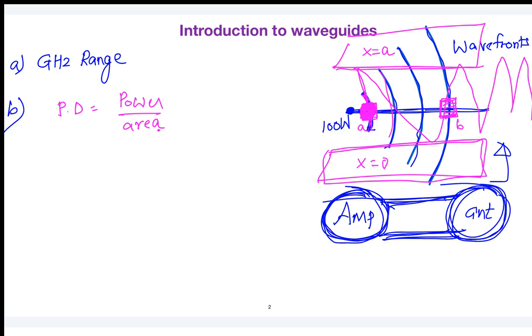The moment you put a waveguide here, you are going to restrict the expansion of the wave in the x direction. So if you choose any surface in the same direction, since there are no losses, power will be uniformly distributed between these two plates. Even if you consider the area here, even if you consider the area here, your power density remains the same. So the main purpose of the waveguide is to make a uniform power density throughout the distance.